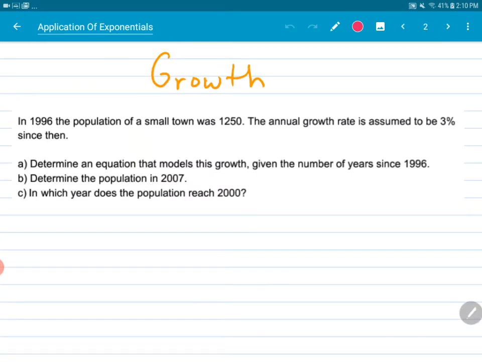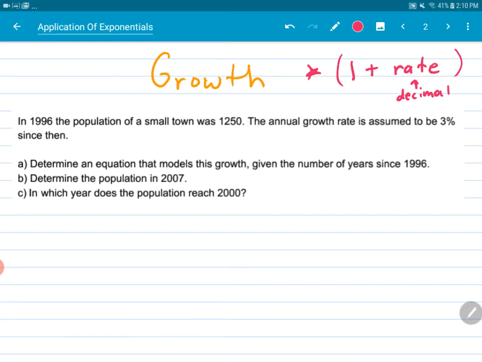So for growth, something that you might want to remember is that our base happens to be usually 1 plus the rate. So that's going to be our base in that bracket that goes to the exponent of x. And the rate, you usually have to write it as a decimal. Even though they give it to you as a percent, you have to change it to a decimal first. And we'll see that once we take a look at this question.